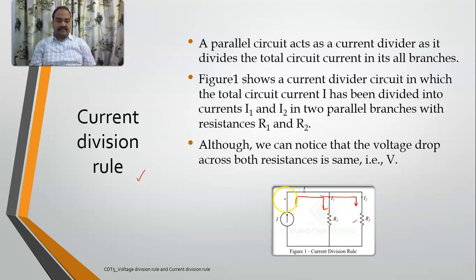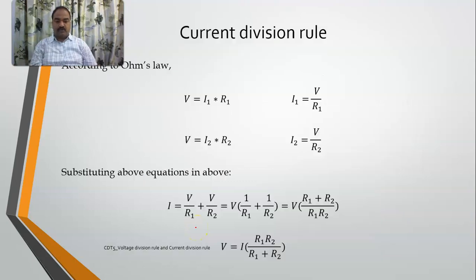See, I is the current which is flowing into these two resistors R1 and R2, and let the branch currents be I1 and I2. Now our target is in what ratio it is being divided. If you carefully see, these resistors are connected in parallel, which means that they have the same voltage drop. I'll take it as V. So what is Ohm's law? You know Ohm's law.